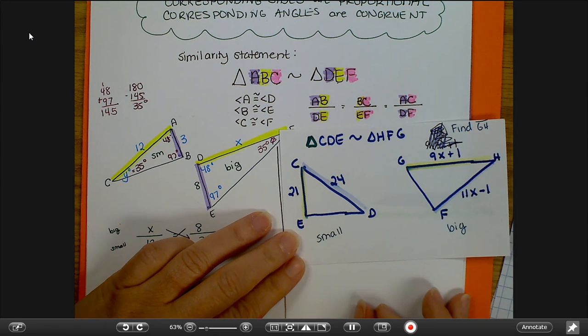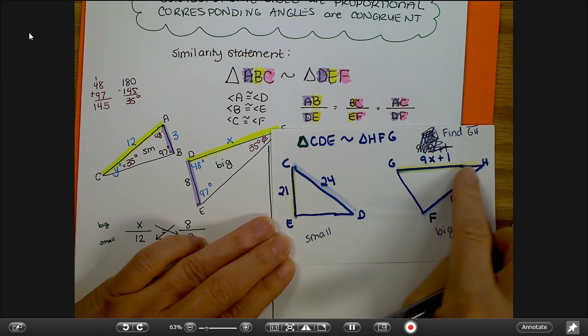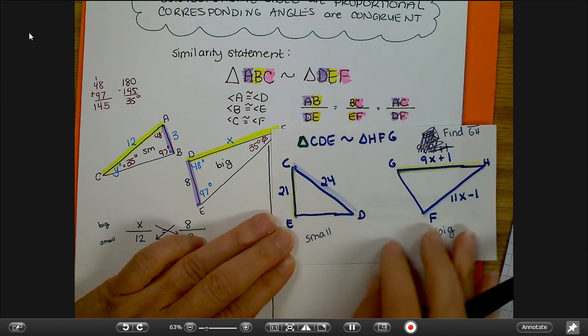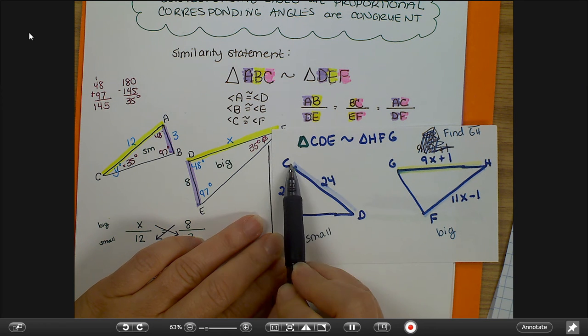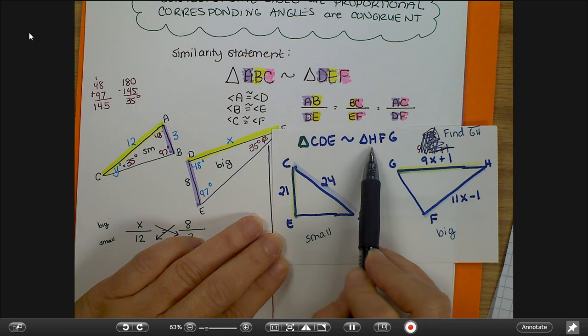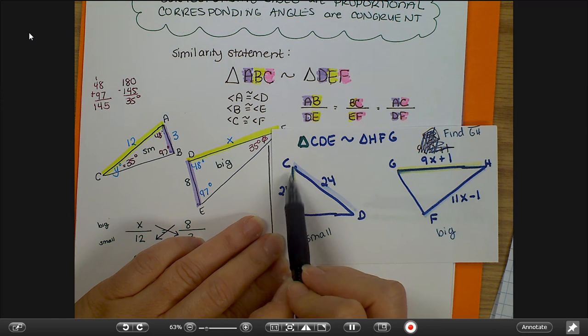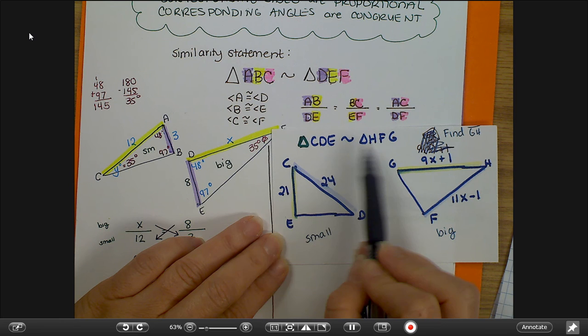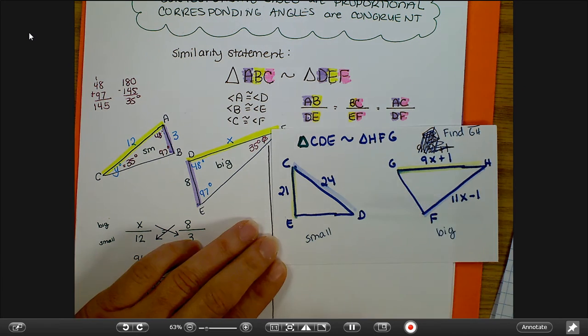All right, so here is another example. I already highlighted the corresponding sides using my congruency statement. So here's the congruency statement for this problem. CD goes with FH, and CE goes with HG. So we're all highlighted. We don't want to look for angles in this problem.